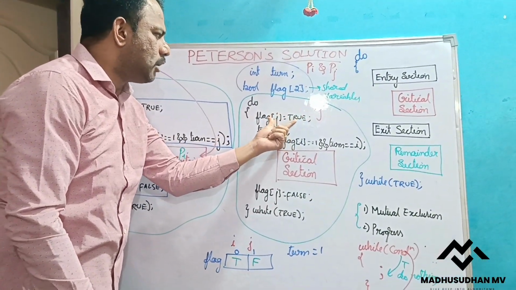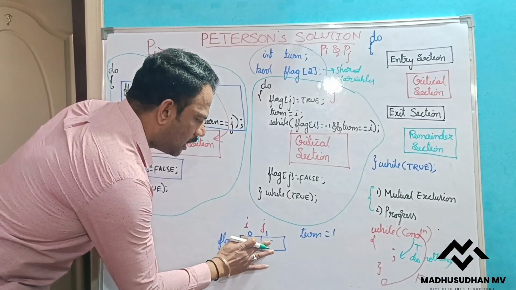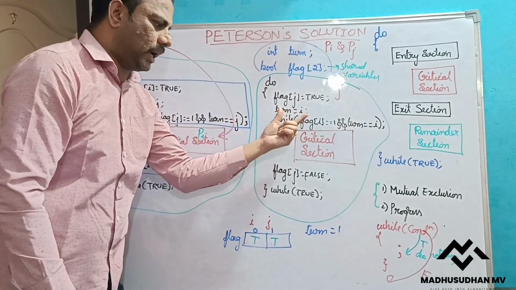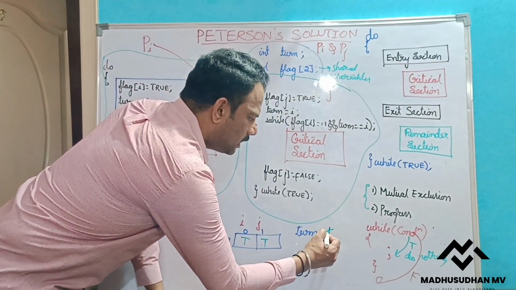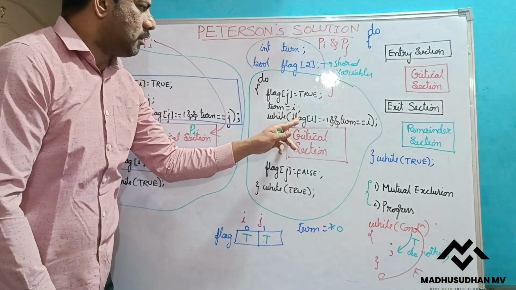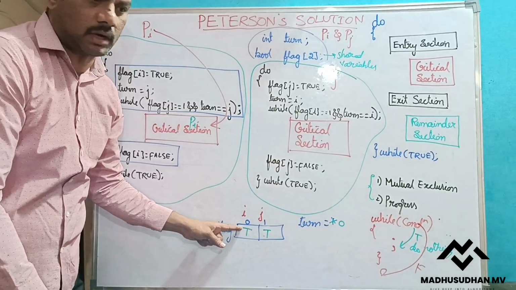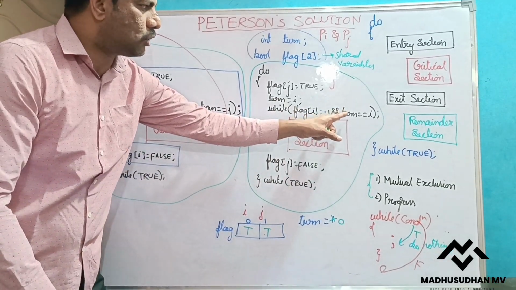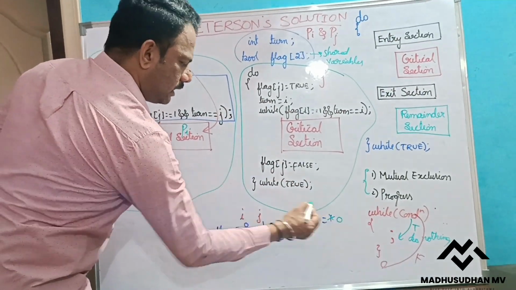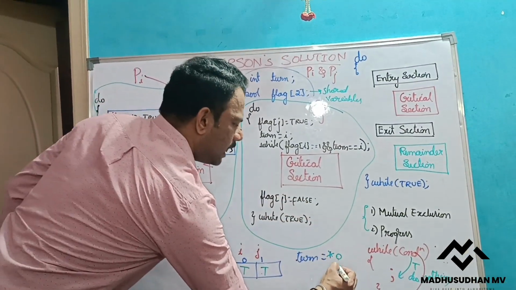Now pj is ready, so it makes flag of j true. Next, turn is equal to i, so it makes turn equal to 0. Now it checks: flag of i is equal to 1. True, yes, the condition is true. And turn is equal to i. Yes, turn is equal to i, because i is 0 now, so turn is equal to 0. That means turn is i only.